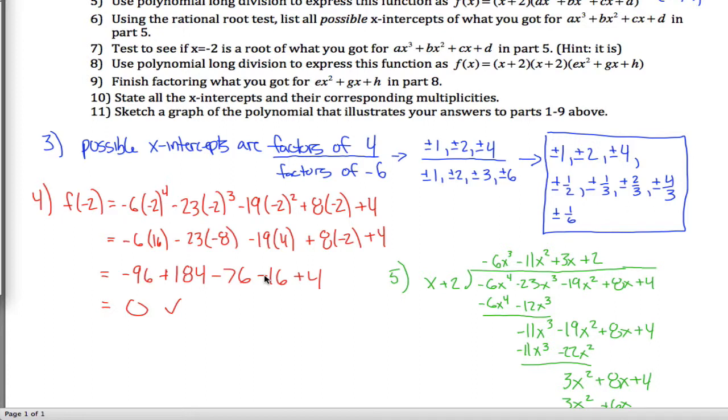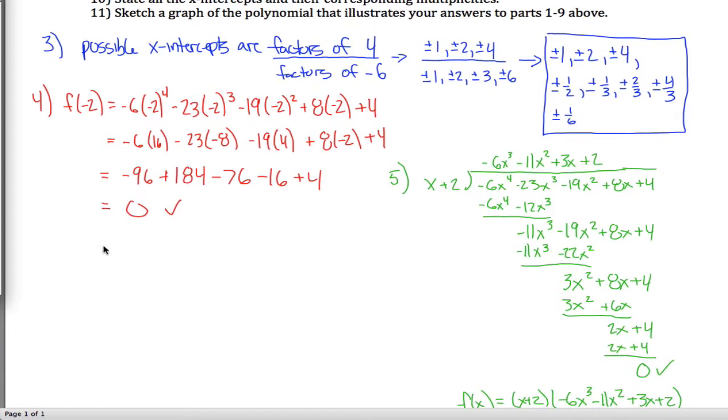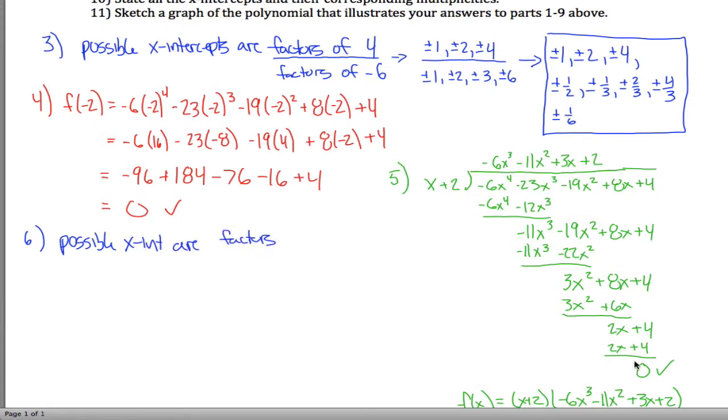Part 6. Using the rational root test, list all possible x-intercepts of what was left over, of what's in the parentheses here. So using the rational root test, I get that possible x-intercepts are factors of my constant term, which is 2, divided by factors of my leading coefficient, which is still negative 6. In other words, it's plus or minus 1 or plus or minus 2 divided by plus or minus 1, plus or minus 2, plus or minus 3, plus or minus 6.